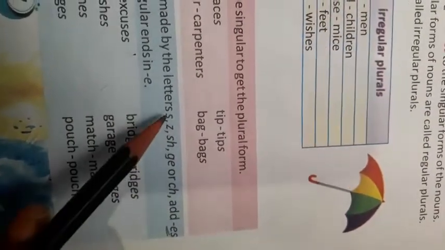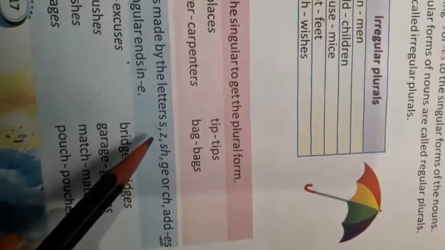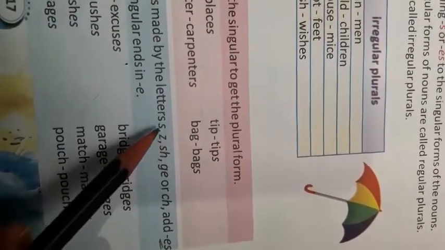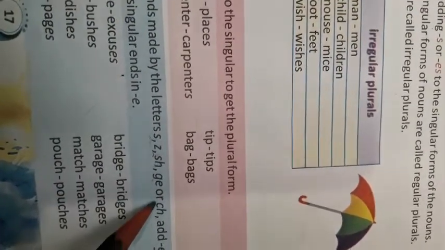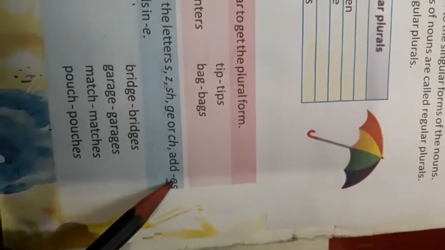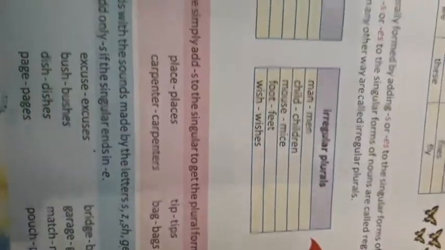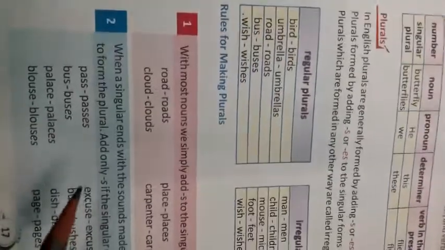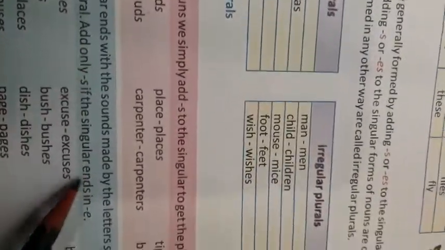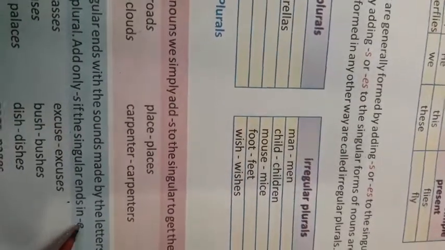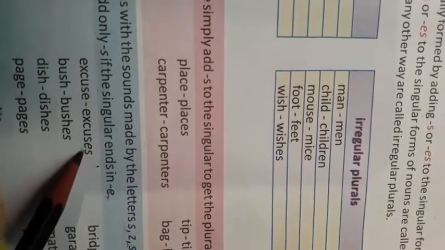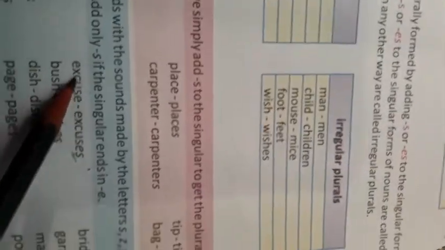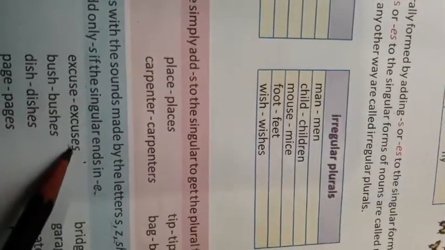You have to keep this in your mind: when the noun ends with s, z, sh, ge or ch, then we have to add es to make the plural. Add only s if the singular ends in e. If your singular is ending only with e, then you have to add only s here. As you can see here, this excuse ends with e, so we only have to add s here.